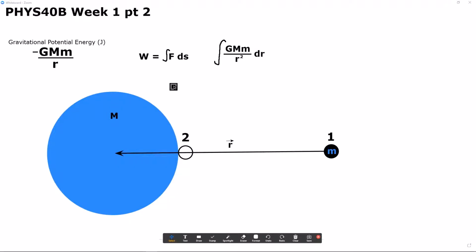Now we know that work is the integral of force with respect to distance, as you can see here. This is something you should have learned in Physics 40A. So if we integrate that force equation from Newton's law of gravity with respect to distance, in this case using the variable r instead of the generic variable s, we'll get the gravitational potential energy equation. I'm not going to go into the minutiae of how exactly that works, but that's one way you can look at it. And that's where this negative value comes from, which can be a little confusing because why do we have negative energy here?